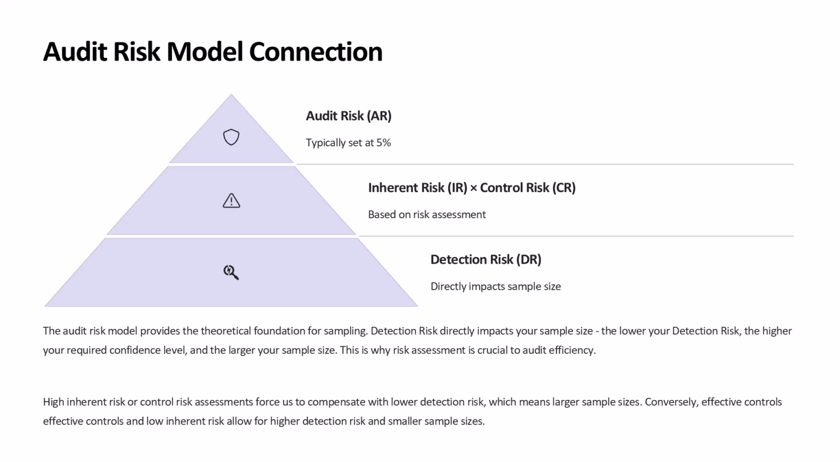Our risk assessments for inherent risk and control risk then determine how much detection risk we can accept, which directly translates to sample size. High inherent risk or control risk assessments force us to compensate with lower detection risk, which means larger sample sizes. Conversely, effective controls and low inherent risk allow for higher detection risk and smaller sample sizes. This is why performing thorough risk assessments is so important. They directly impact audit efficiency.